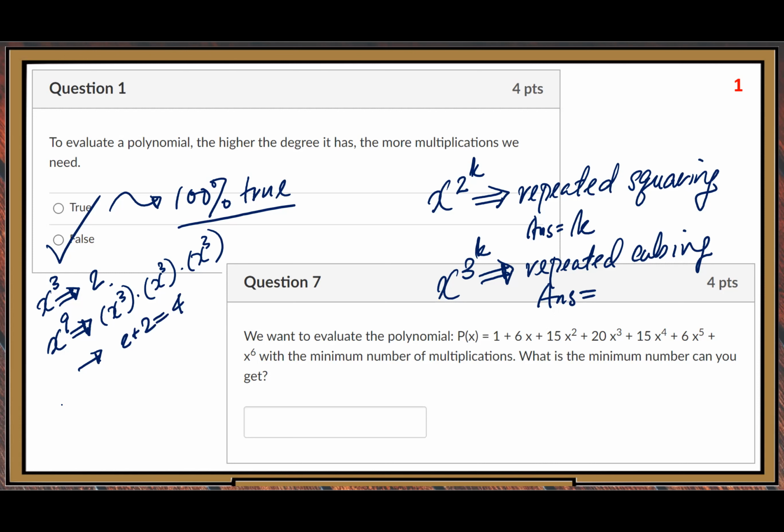Let's try another one. x to the 27th. Right? x to the 9th, x to the 9th, x to the 9th, all right? Plus another 2. 2 plus 2 plus 2 equals 6. Then you can see for repeated cubing, the answer is 2k. 2 times k, okay? Repeated cubing. These two special cases, all right.